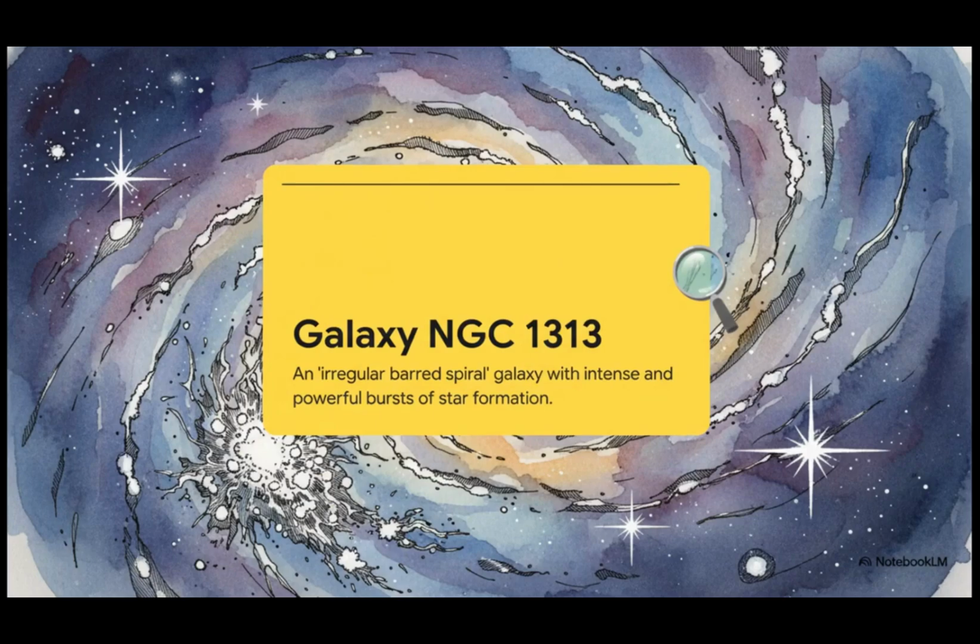Reticulum isn't just home to stars. It also contains some fascinating deep sky objects, like the galaxy NGC 1313. It's classified as an irregular barred spiral, which is a technical way of saying its structure is beautifully chaotic. More importantly, it's known as a starburst galaxy, which means it's experiencing intense, even violent episodes of star formation, the exact cause of which is still a hot topic of debate among astrophysicists.